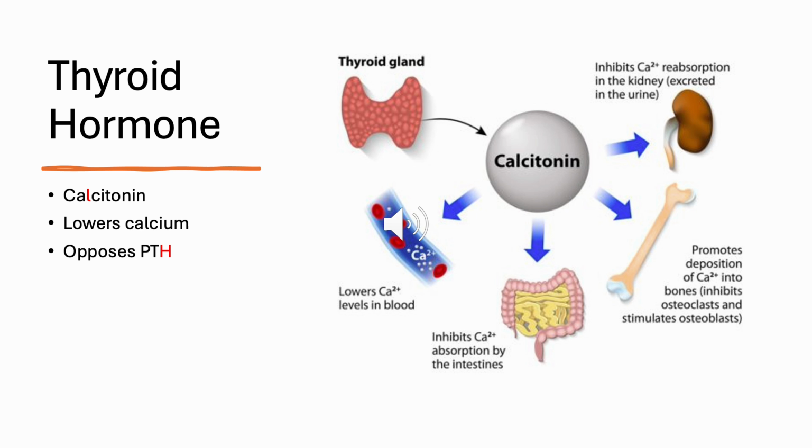Okay, so calcitonin works to lower blood chemistry of calcium in our body, okay? So it inhibits the osteoclasts, which are cells that break down bone and release calcium into the bloodstream. It increases calcium excretion by the kidneys, and it slows down calcium absorption by the intestines. Thereby, it lowers calcium levels in the blood.